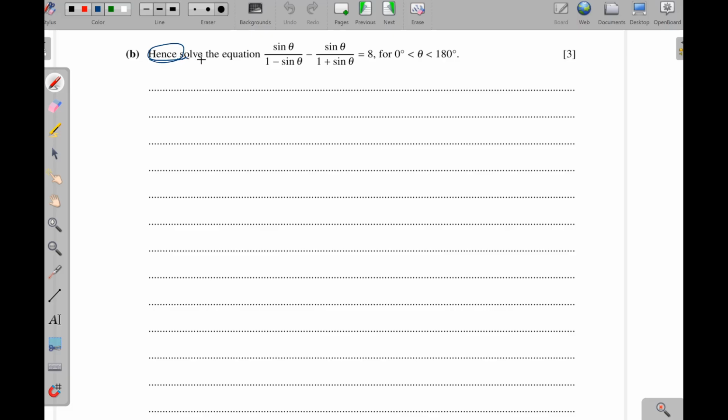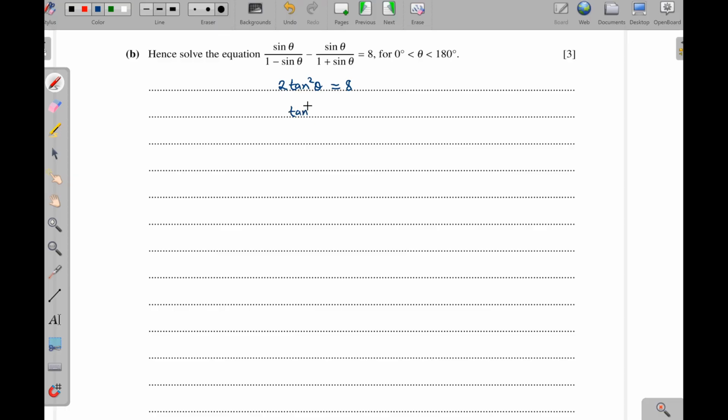Part B, hence, meaning begin from where you have stopped, or find a way of using what you have gotten in this question here. So hence solve the equation. This one is equal to 8. Already we have seen in part A that this one on the left side is 2 tan squared theta. Then we equate to 8.